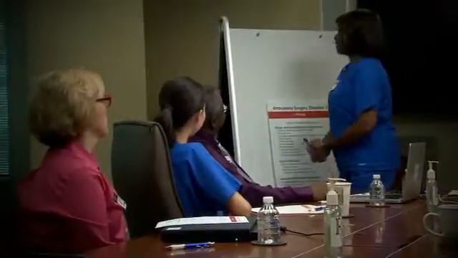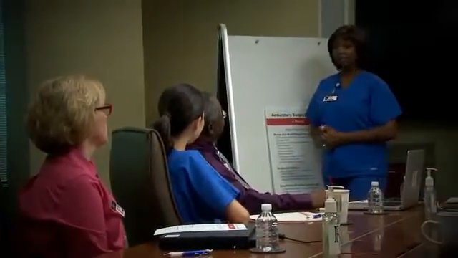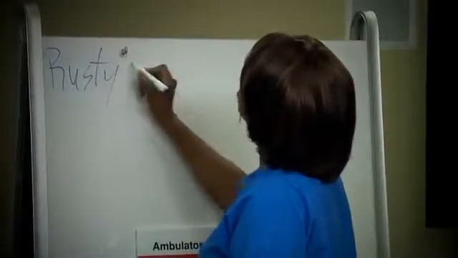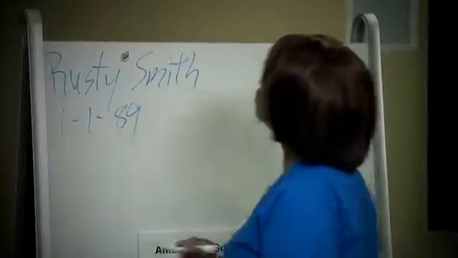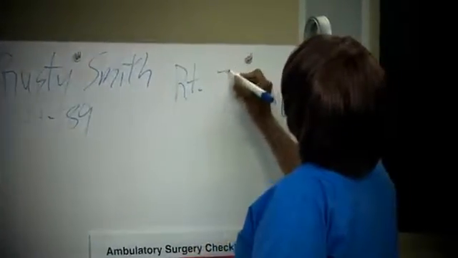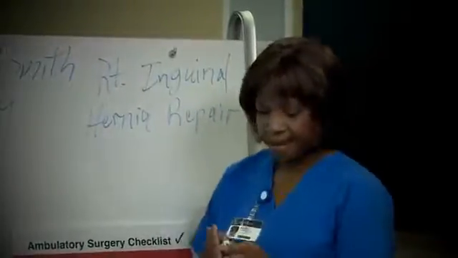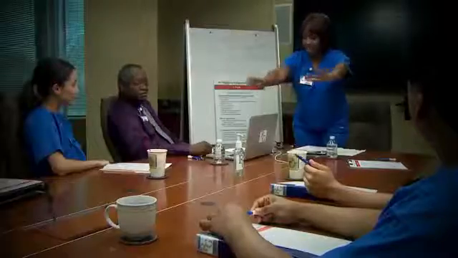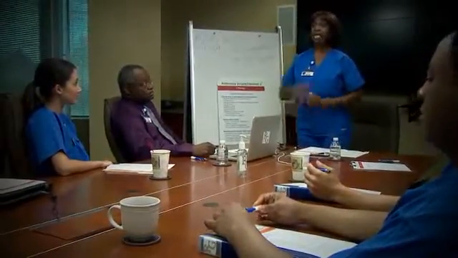Okay, let's get started. Let's make up a patient. Rusty Smith. Date of birth? 1/1/89. Procedure to be performed? Let's do a right inguinal hernia repair. We'll pretend this is our OR table, and over there will be our pre-op area.